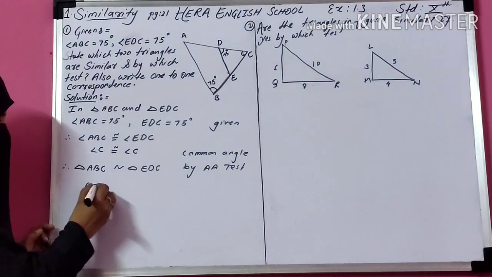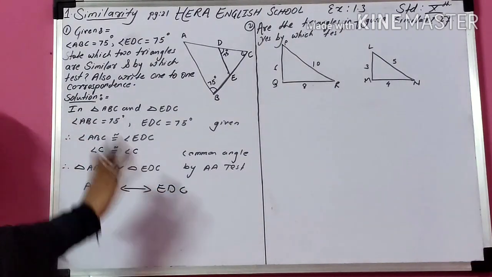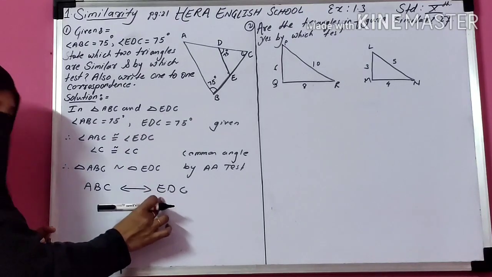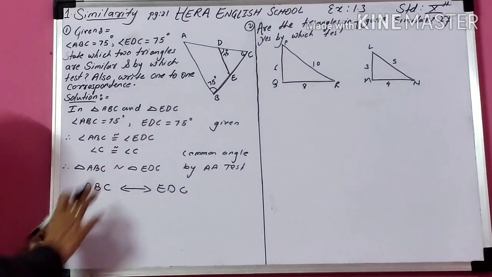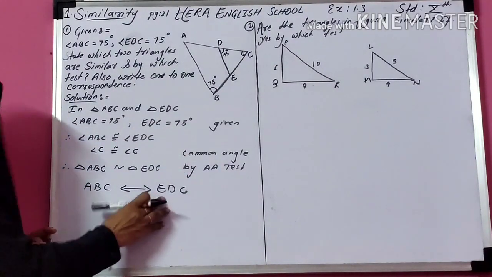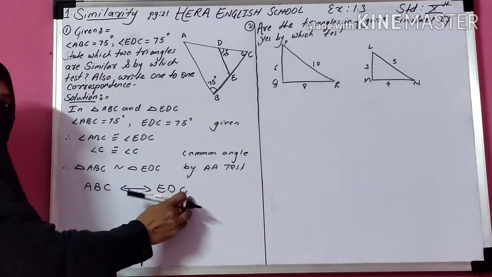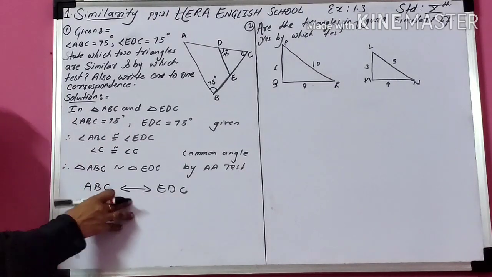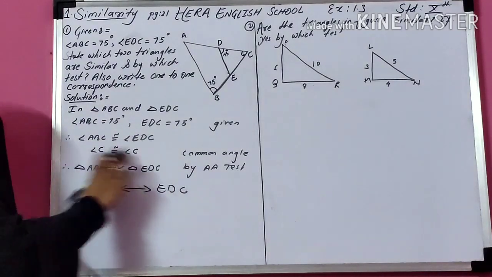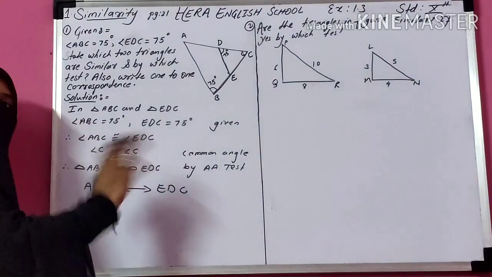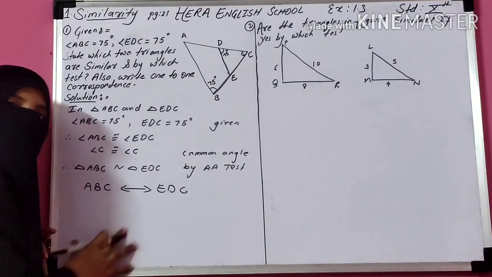Now correspondence. ABC corresponds to EDC. This symbol means corresponds. Corresponds means angle A corresponds to E, angle B corresponds to D, and C corresponds to C. If you observe the sides, side AB corresponds to ED, side BC corresponds to DC, side AC corresponds to EC. In general, you write ABC corresponds to EDC. That means the place of A in the first figure is the same place as E in the second figure. This is called correspondence. In the first figure B, and the same place in the second figure is D. This is called correspondence. Got it?